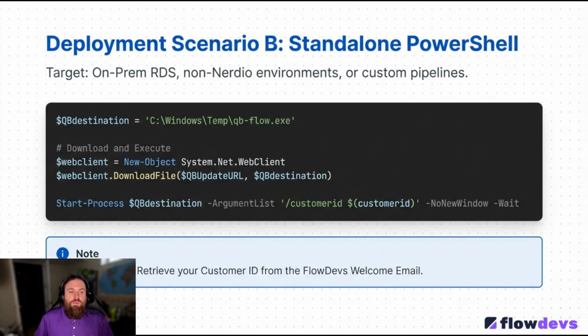So scenario B, which most of our customers do run, is just through PowerShell. As this shows us, the command line instruction is to download the file. There's a URL that we host this on, so you're always getting the latest QB Flow. We built it to be fully portable, which means you don't have to install it before you run it, and then you can just run it with a command line option, customer ID.